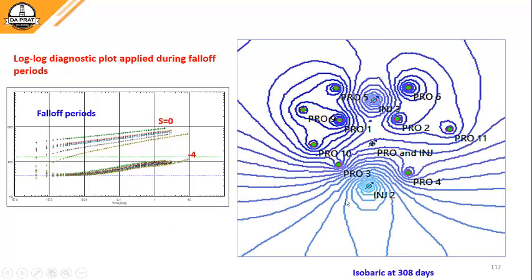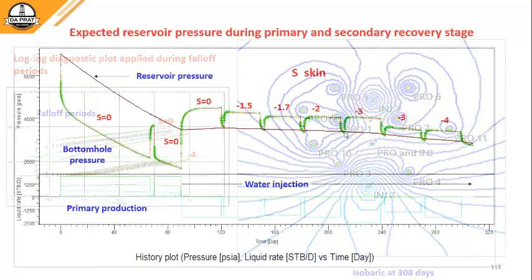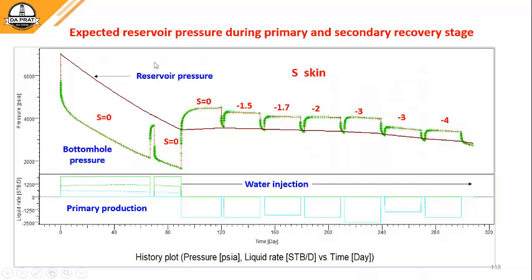And this is the isobaric after 308 days. You can see here now this is injecting and trying to support pressure over here, and therefore benefit producer 6, producer 5, 1 and 2. You can see here there are constant pressure boundaries. And the expected reservoir pressure during primary and secondary recovery stage now is the one that you see here.